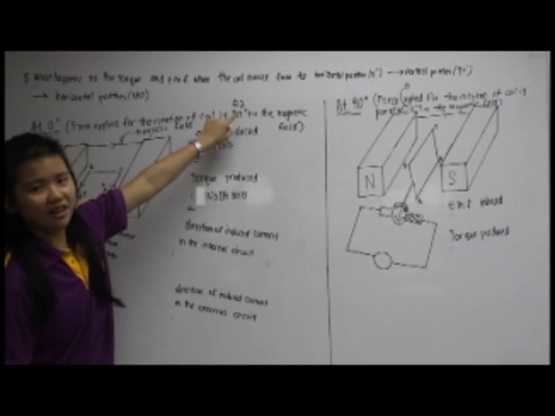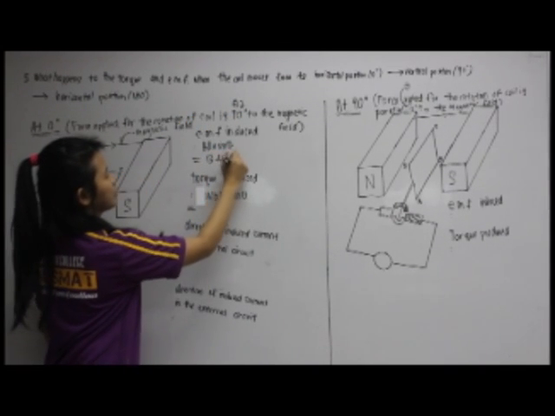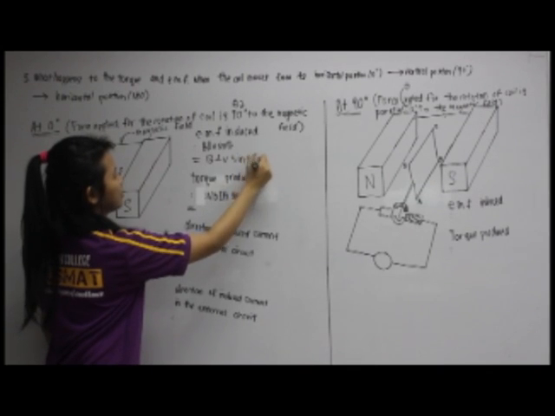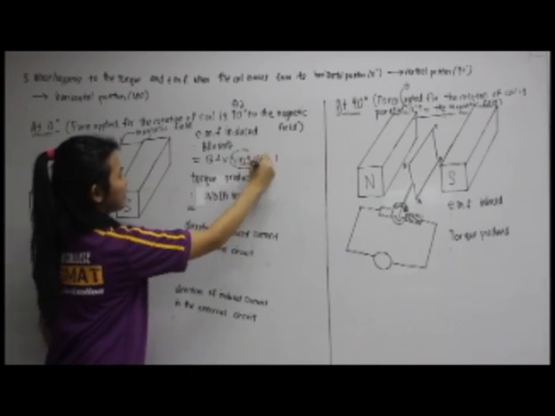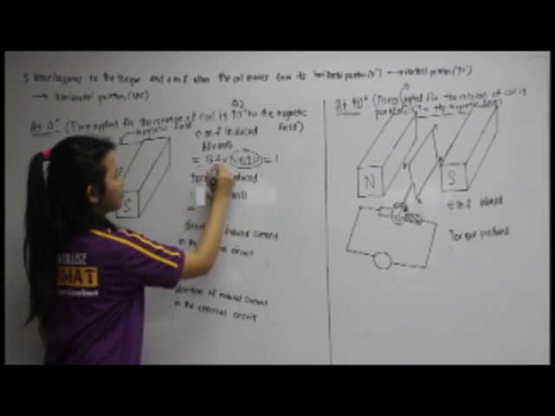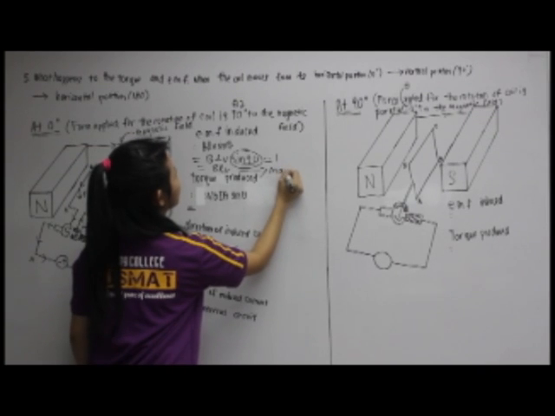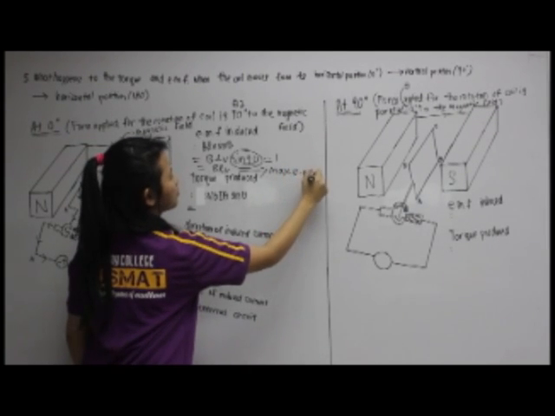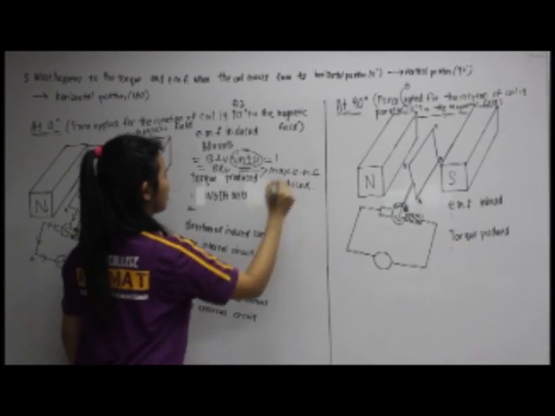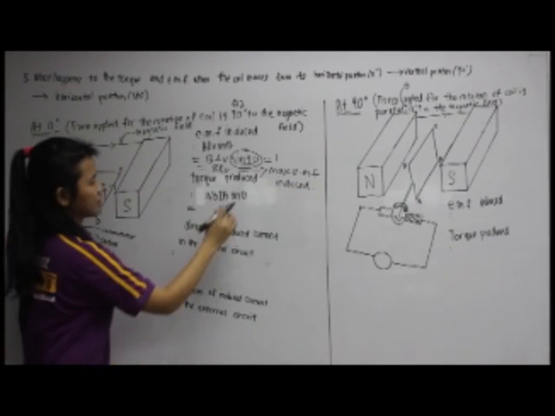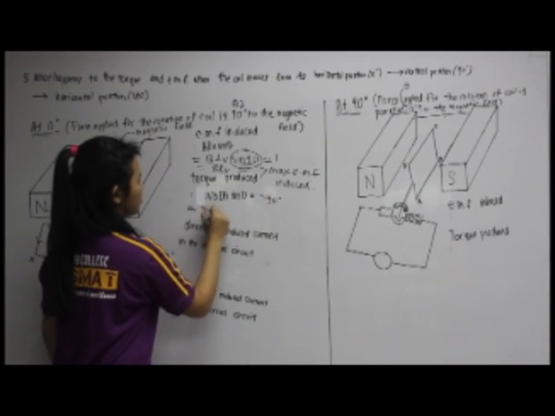So since theta is 90 degrees, BLV sine 90 is 1. So BLV, this is the X. The same thing, theta is 90 degrees.